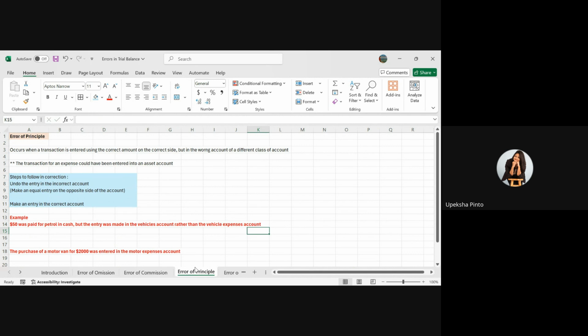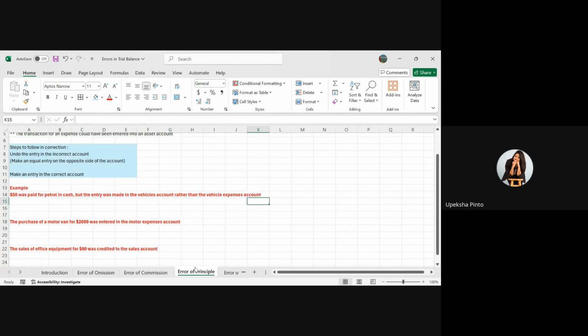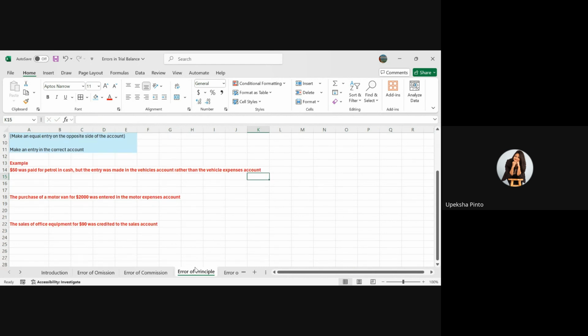So error of principle, how do you correct it? It's the same steps that we did before. Remove from the wrong account, put it to the correct account, and that's your double entry. Simple as that. So first question, $50 was paid for petrol in cash, but the entry was made in the vehicles account rather than the vehicle expenses account, right? What's the mistake here? They have put it under the asset account because vehicle is an asset, instead of putting it under expenses. So this is error of principle, wrong category.